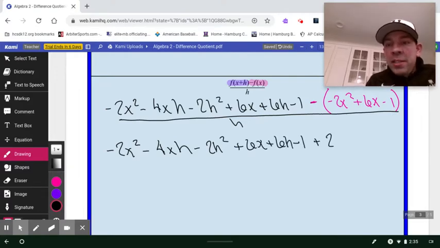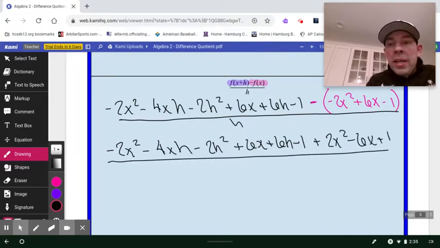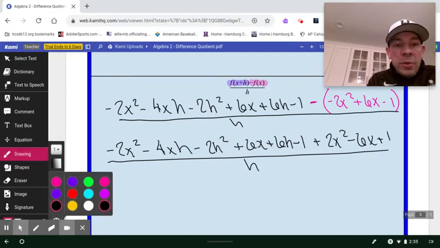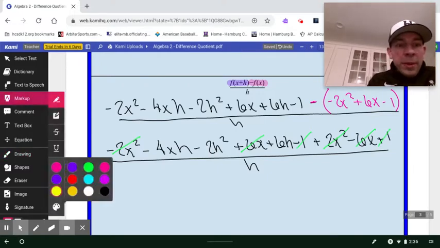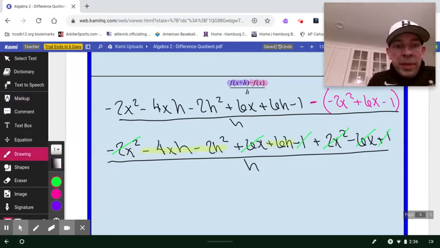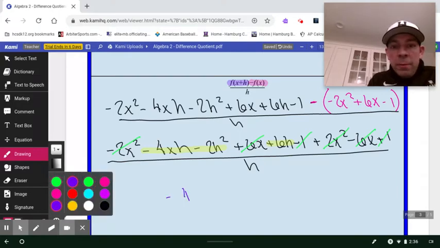So that's going to be positive 2x squared, minus 6x, positive 1, once I distribute. Now, who can we cancel here? I've got a negative 2x squared canceling with a positive 2x squared. A positive 6x cancels with the negative 6x. Negative 1 cancels with the positive 1. If all those bears canceled, who's still alive? I've got negative 4xh minus 2h squared plus 6h. So I'm going to rewrite those: negative 4xh minus 2h squared plus 6h, all over h.